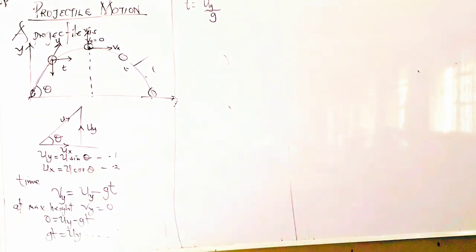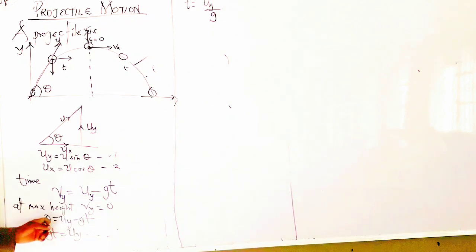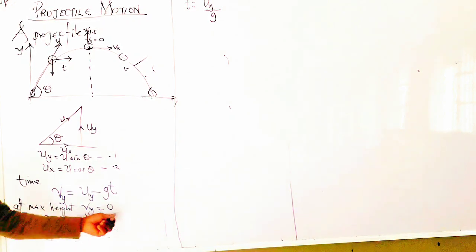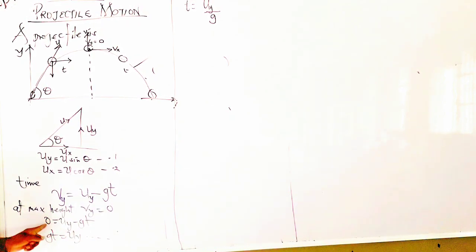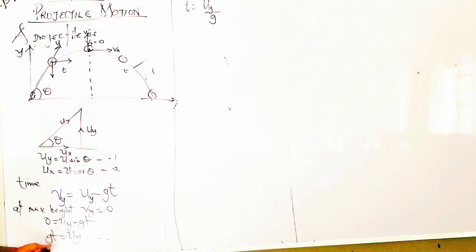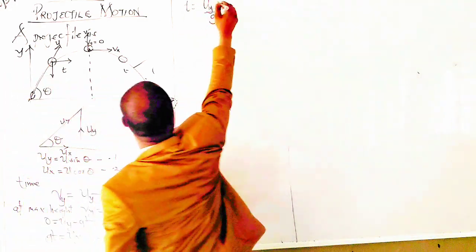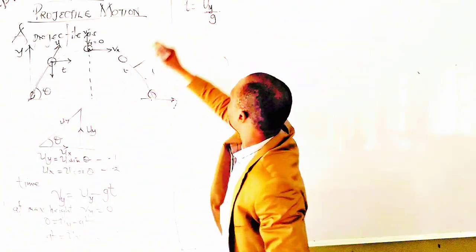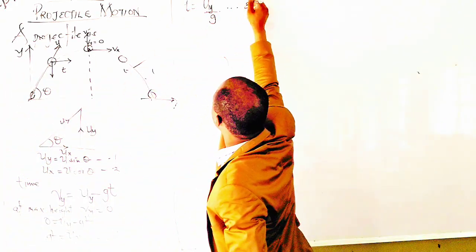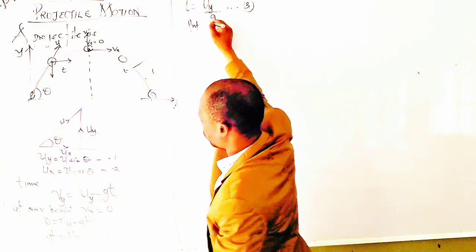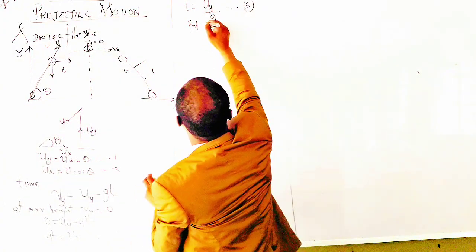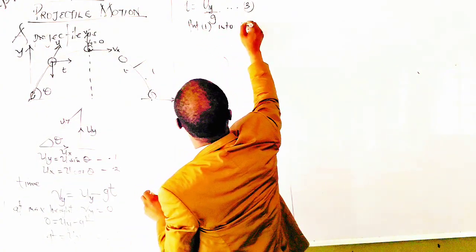Okay, so from here, we make Vy equal to 0. You have 0 equals Uy minus gt. Then bring gt to this side: gt equals Uy. Now make t the subject of the formula. Let's call this equation 3. Put equation 1 into 3.